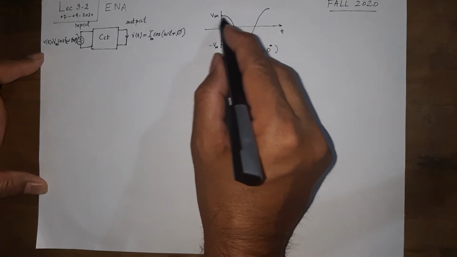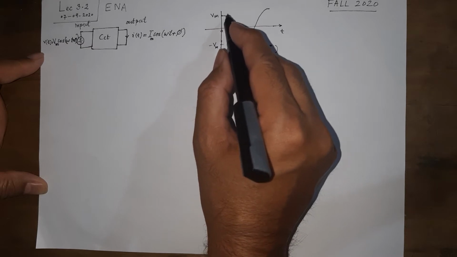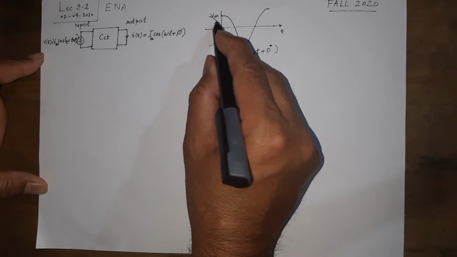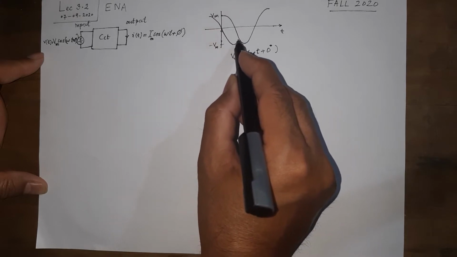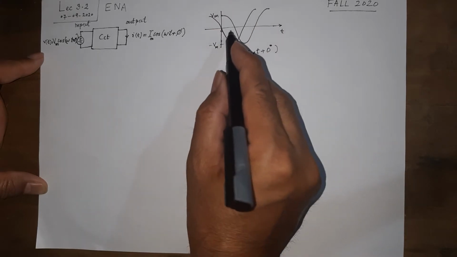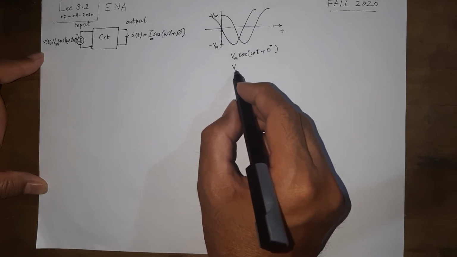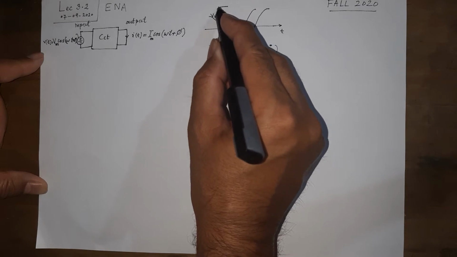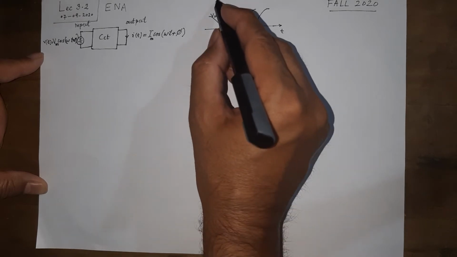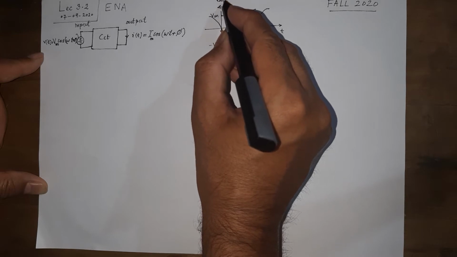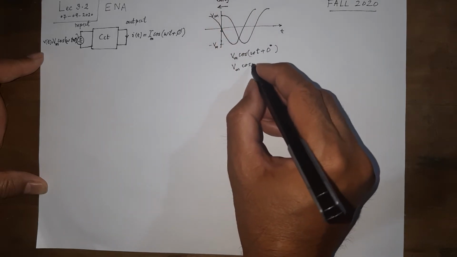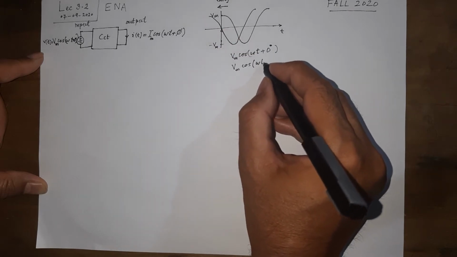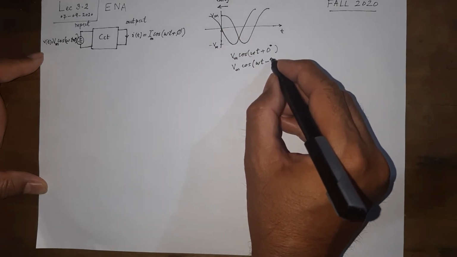But if we shift this waveform, so instead of starting from here, if it starts earlier on and goes down to 0 here, negative here, and this way, then we have shifted the cosine waveform towards the left, or we have made it start earlier. Then the expression for this waveform would be cos of omega t minus 90 degrees or minus pi by 2.